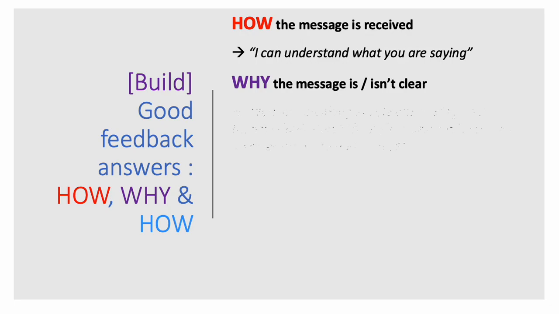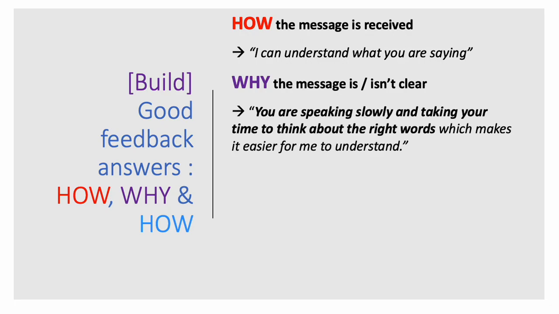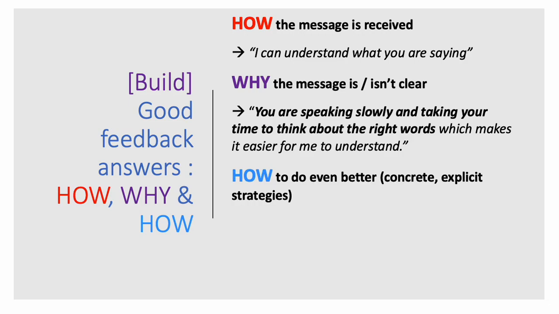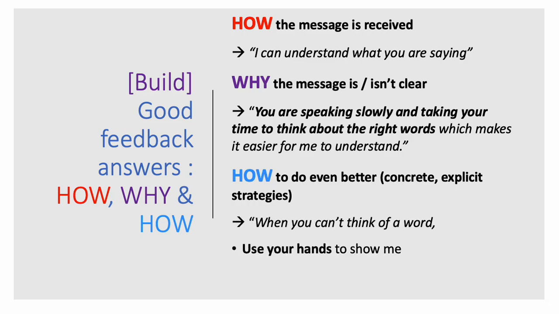Now, why is the message clear? I can understand what you're saying because you're speaking slowly and taking your time to think about the right words, which makes it easier for me to understand. How to do even better? When you can't think of a word, use your hands to show me. Explain using words you do know.